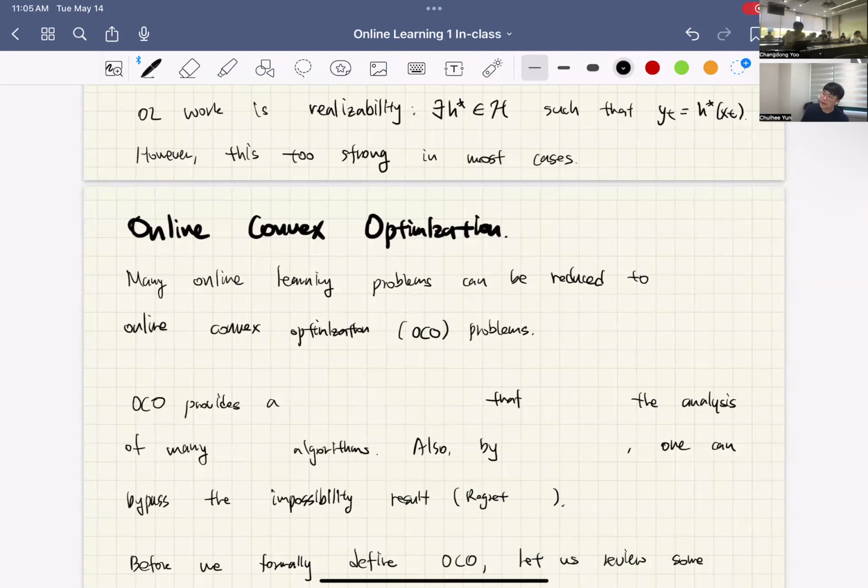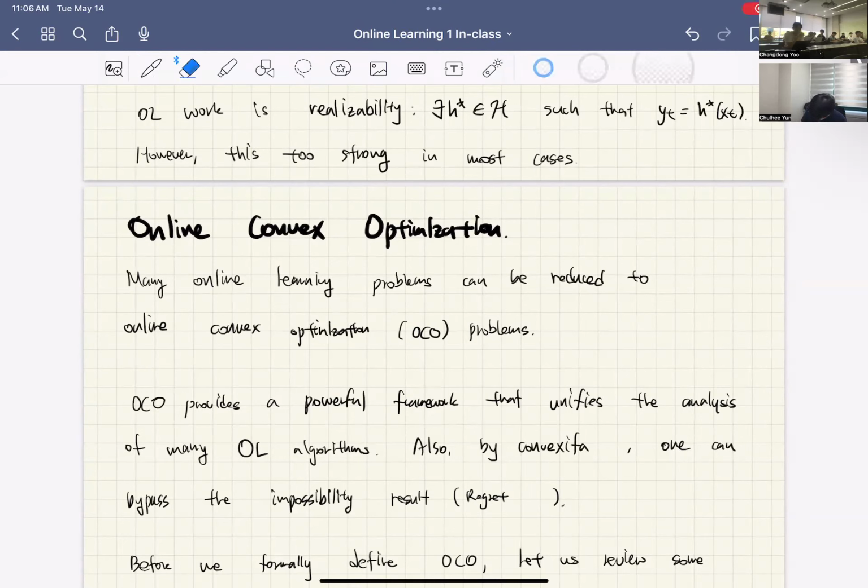Okay, so OCO provides a very powerful framework that allows us to unify the analysis of many online learning algorithms. Studying the OCO framework and proving theorems there can be applied to many different online learning instances. Also, by convexification, which I'll talk about in more detail later, one can bypass the impossibility result that we just talked about, namely the regret being at least linear.